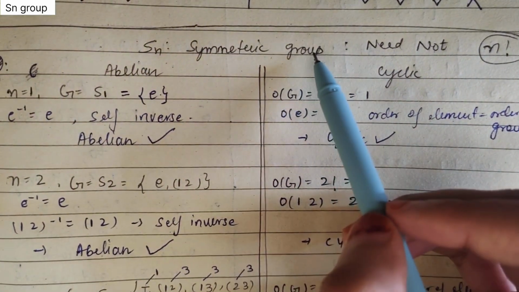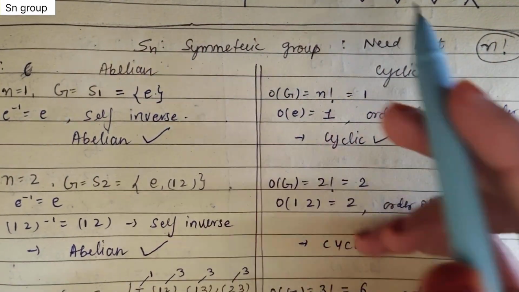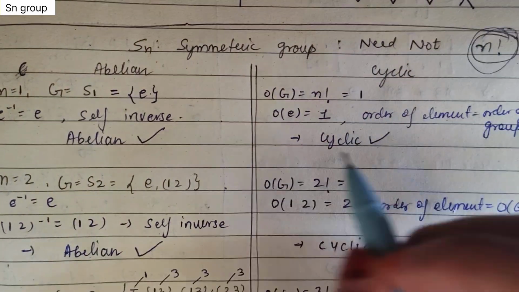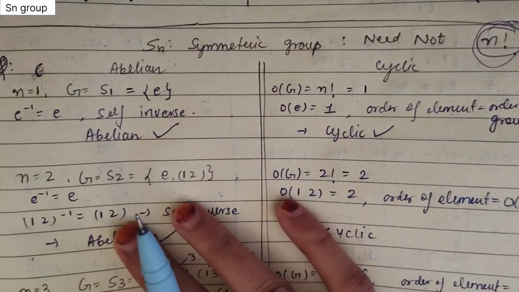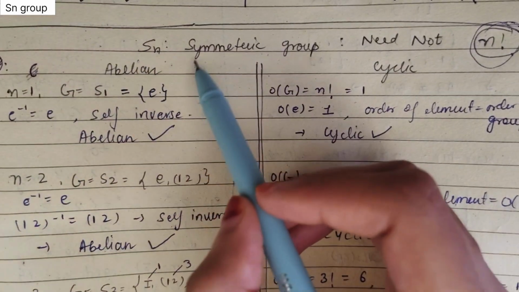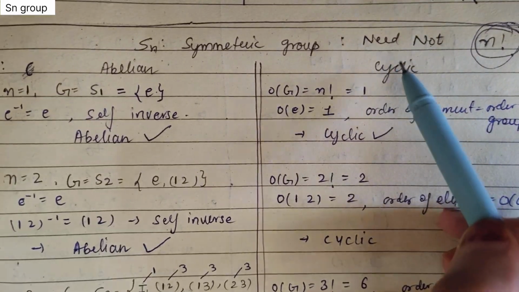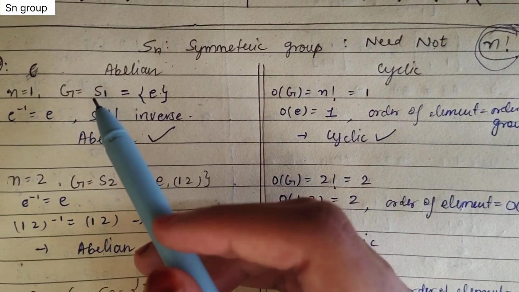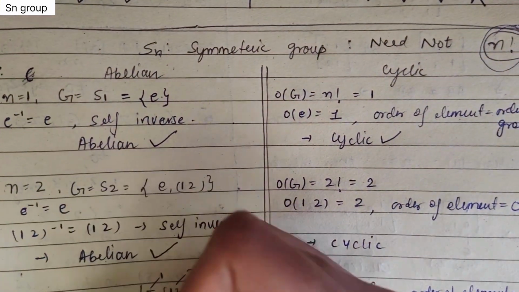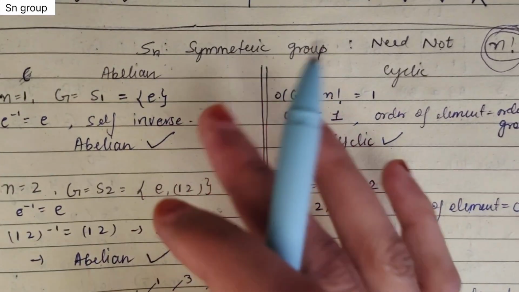Sn is the symmetric group of permutations. Sn has order n factorial, right? For n it has n factorial elements. We will be focusing on checking whether it is abelian or cyclic. We will take the cases for that: first n equals 1, then 2, and then 3, and then we will have a final result for Sn.